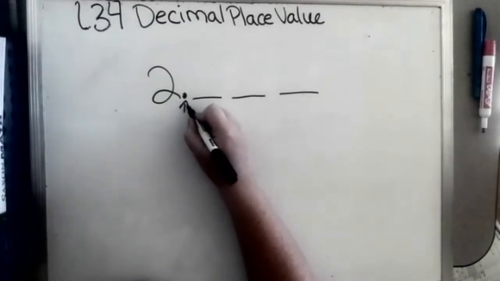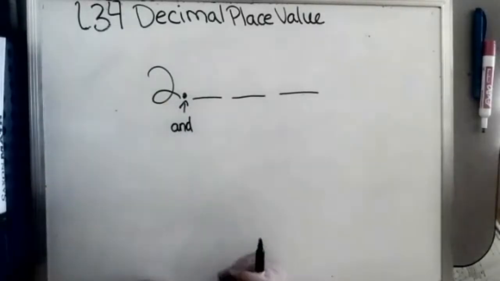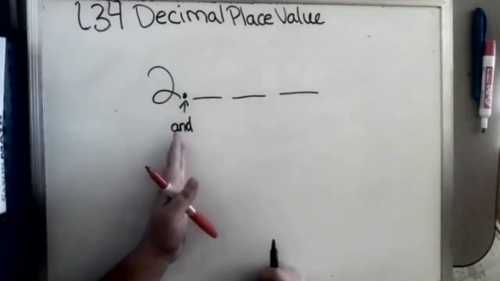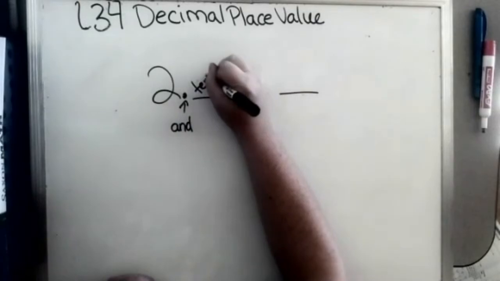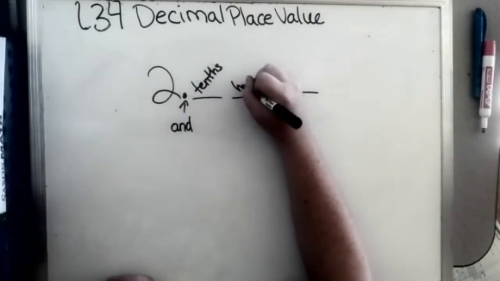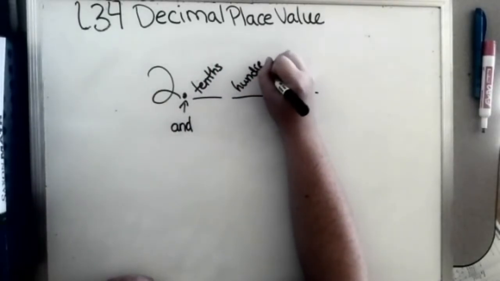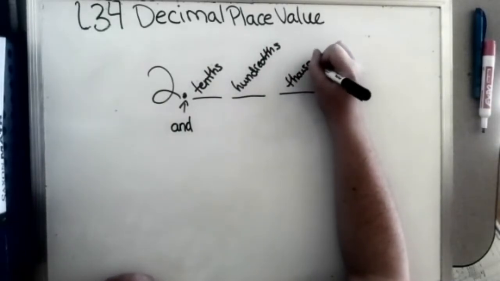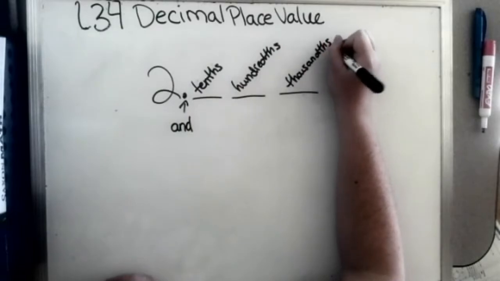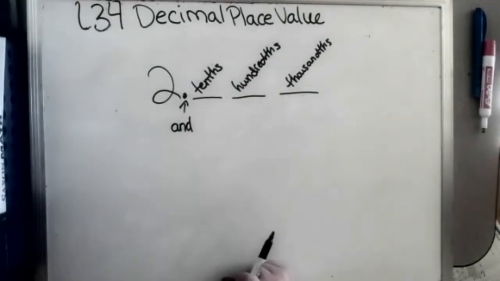So this decimal, to start with, says and. Okay, so 2 and something. Okay, this place is the tenths. This is the hundredths. And this is the thousandths. Okay, it has that at the end of the word, but otherwise said the same. So tenths, hundredths, thousandths. You're going to sound a little bit like snakes.